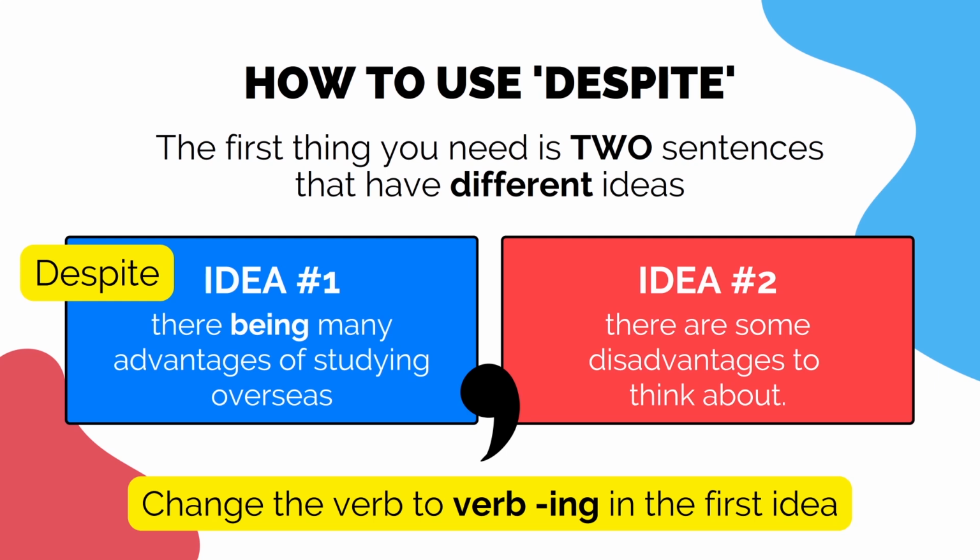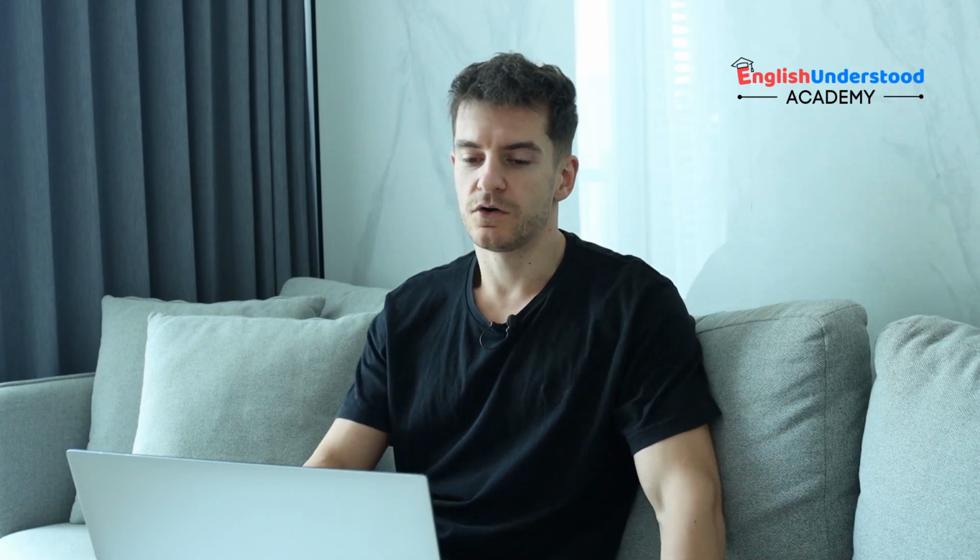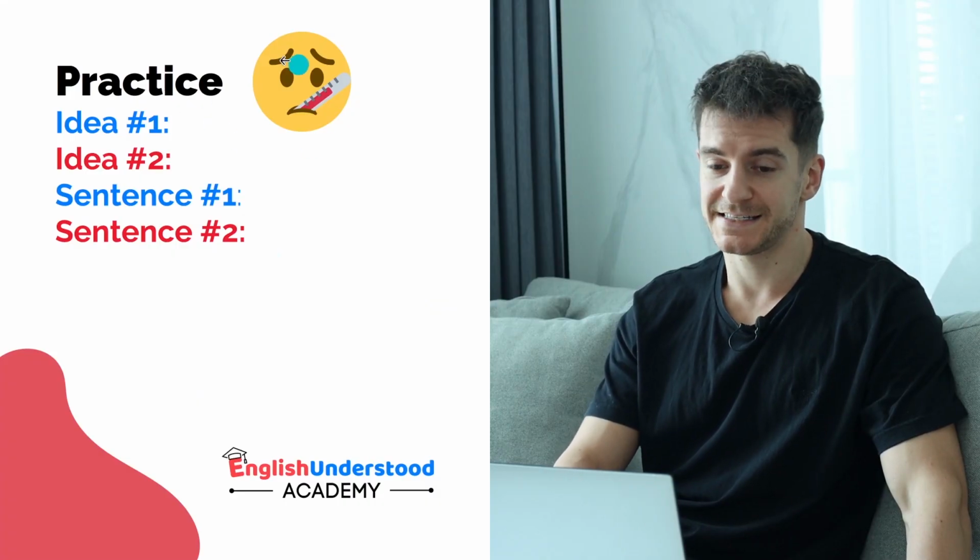So let me show you a summary of how to use despite. You need despite plus sentence one, and in sentence one you need a verb ing. Then you need a comma, and then you need sentence two. Now please note sentence two can be any tense that you like, and remember sentence one and sentence two must be different. They cannot have an idea that is the same. Alright, let's do some practice now.